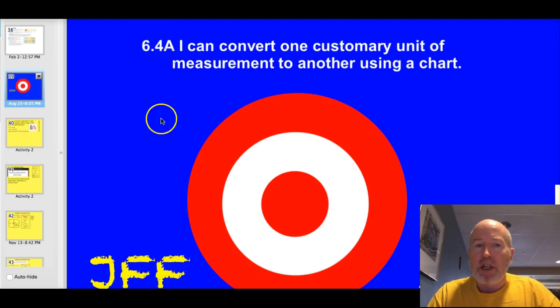Tonight, officially, our target is 6.4a. I can convert one customary unit of measure to another using a chart. Let's do this thing.